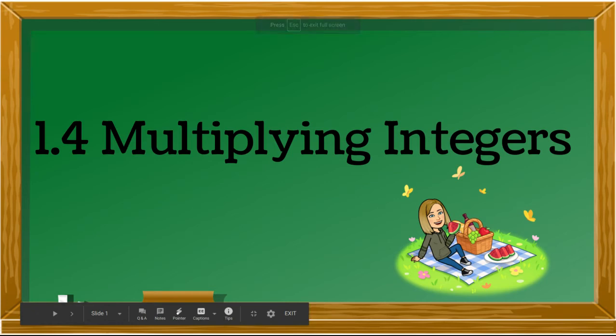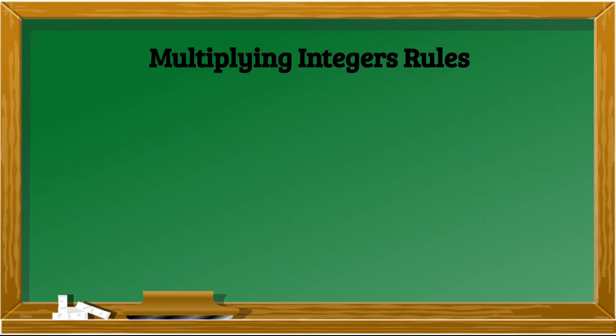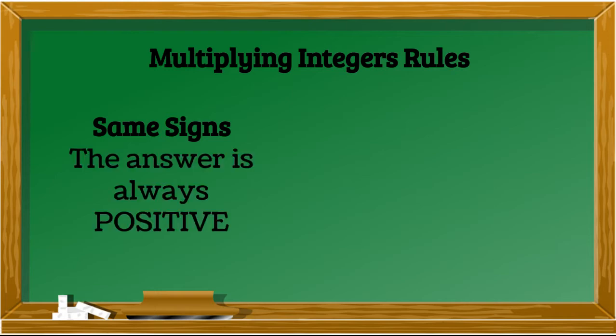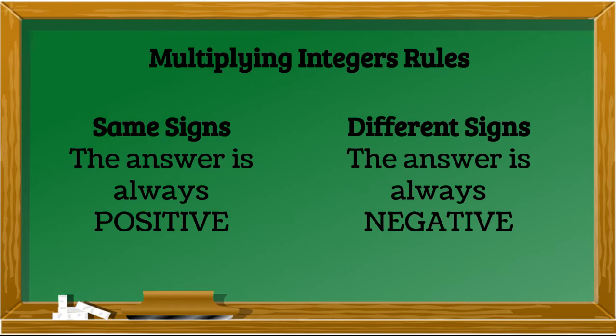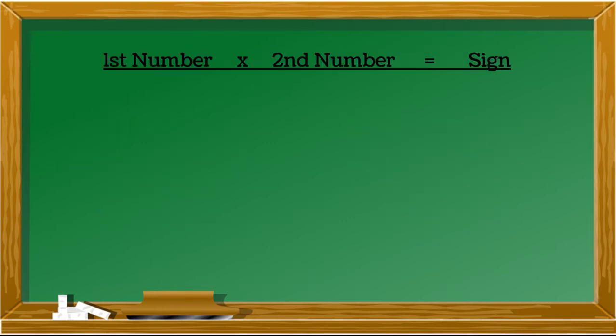This slideshow is for 1.4, multiplying integers. When we're multiplying integers, the rules are very simple. If the two numbers that we are multiplying have the same sign, the answer is always positive. The multiplication doesn't change. If the two numbers that we're multiplying have different signs, then the answer is always going to be a negative. On this next chart here, we're going to see this laid out.